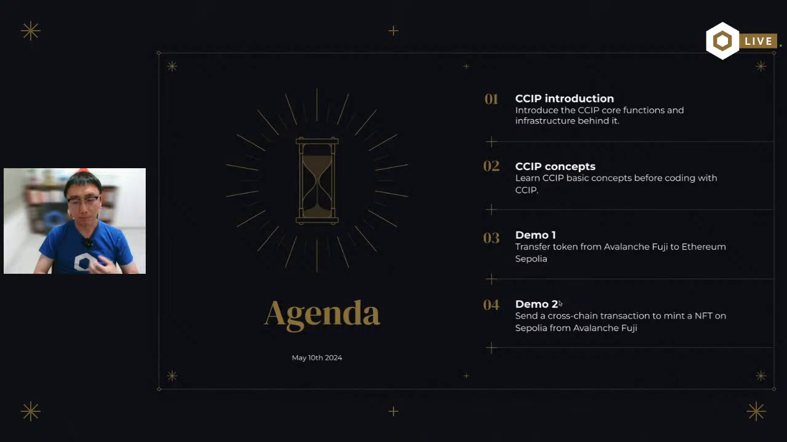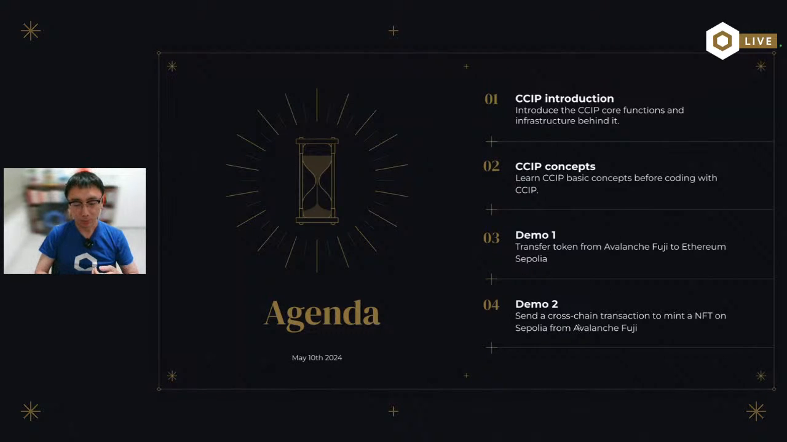After that, we will have 2 demos. In demo 1, we are going to use the CCIP to deploy a sender and a receiver smart contract, on blockchain A as the source chain and on blockchain B as the destination chain. From the sender smart contract, we can transfer some tokens and make this token cross-chain to the destination chain, so we can make a token transfer.